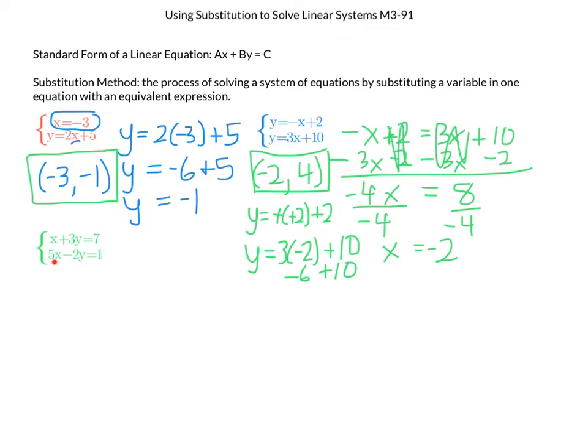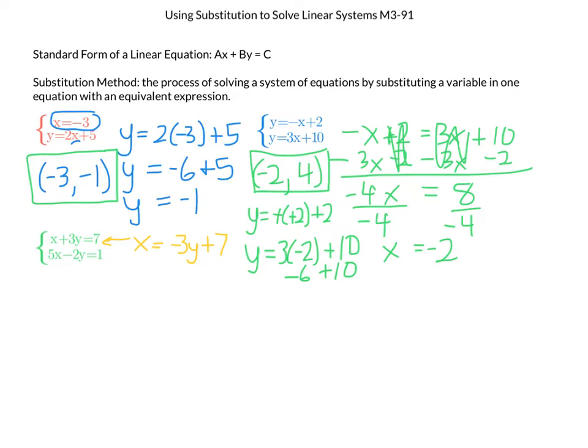Or if I isolated x here, I would end up with a positive 2y on the other side, but it would be 2/5 and 1/5. So you always want to isolate whichever variable has a coefficient of 1 if it is at all possible. So I'm going to take the top one and subtract 3y from both sides. So x will equal negative 3y plus 7, or you can write it as 7 minus 3y.